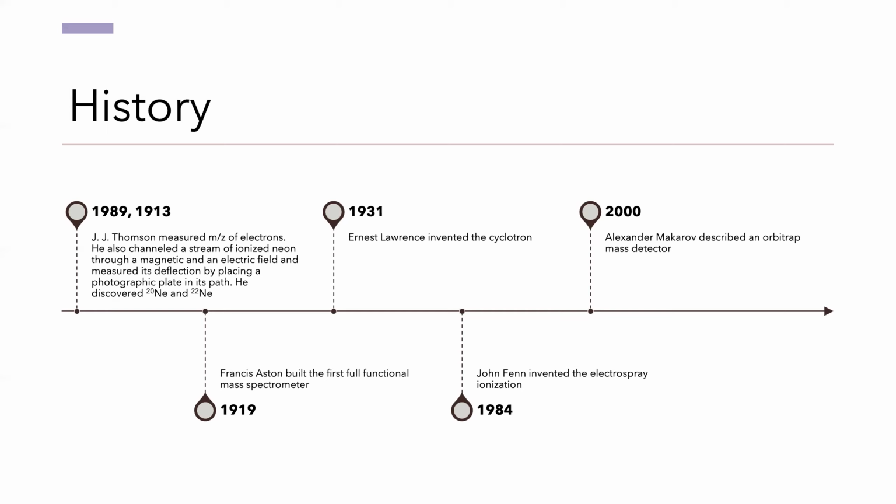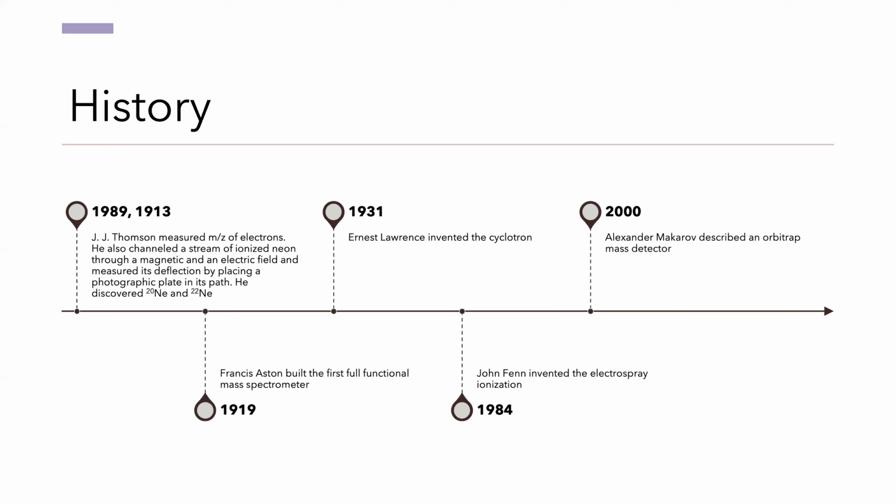Another important milestone in the development of mass spectrometry was the introduction of the cyclotron by Ernest Lawrence. Initially, Ernest Lawrence built a small instrument, and then he kept building larger and more powerful instruments. The cyclotron is something that you're perhaps familiar with from your physics classes in high school.